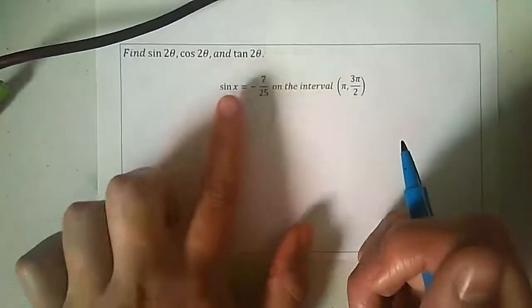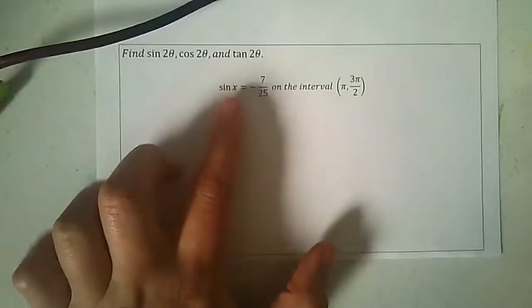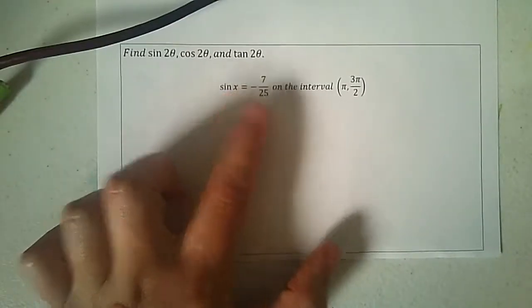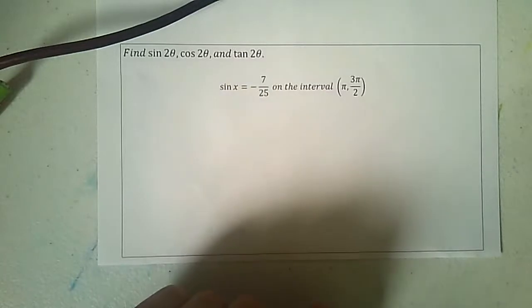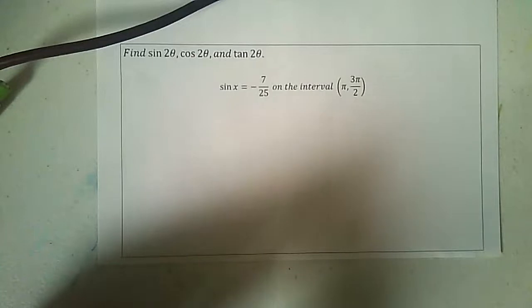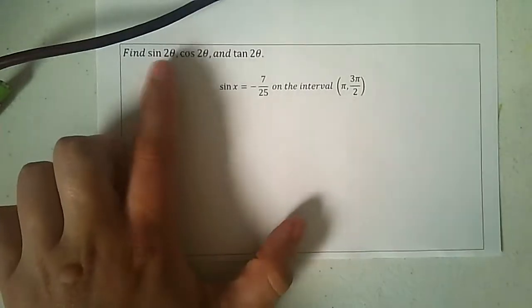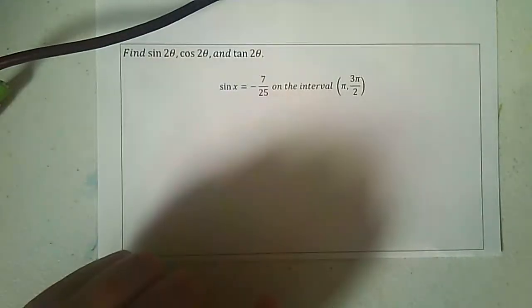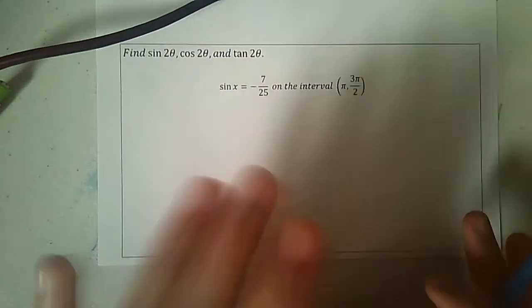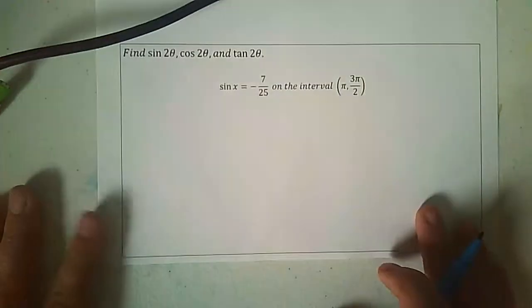So your directions today are going to look like this. Given the sine of some angle, we don't know what the angle is, given the sine of some angle is negative 7 over 25 on the interval pi to 3 pi over 2. Our directions are to find the sine of 2 theta, cosine of 2 theta, and the tangent of 2 theta. So hopefully you guys remember doing this from way back when we started trig.